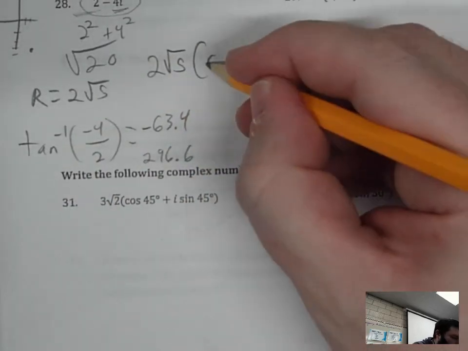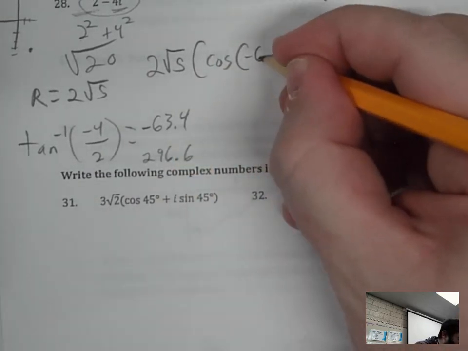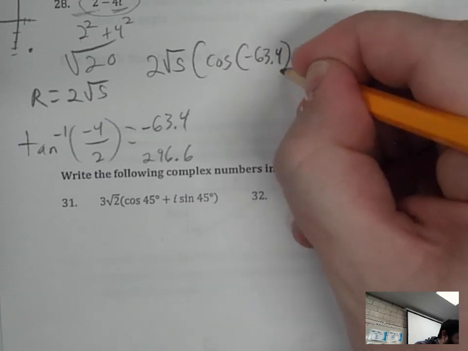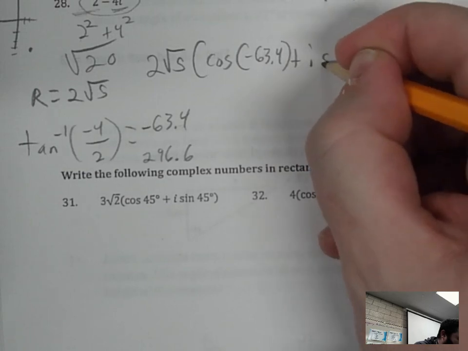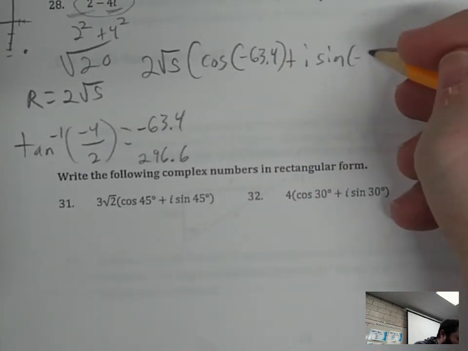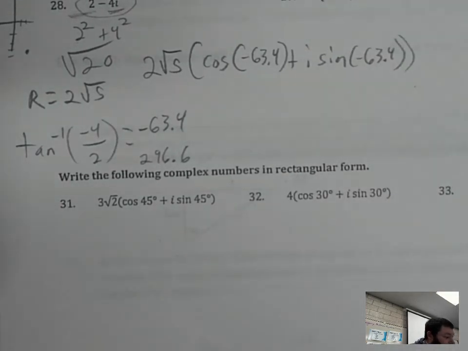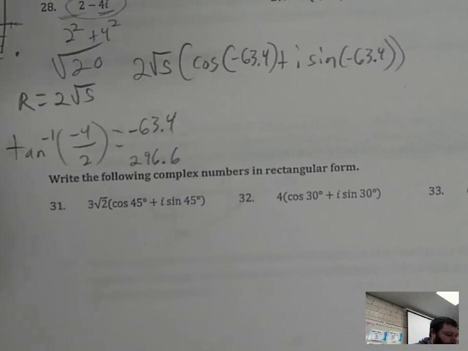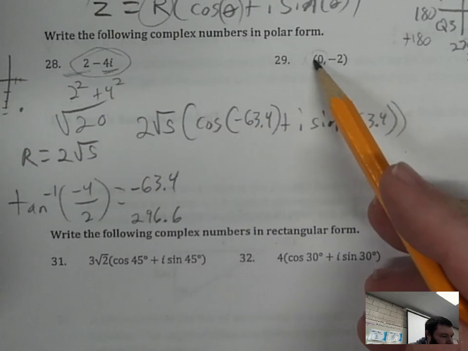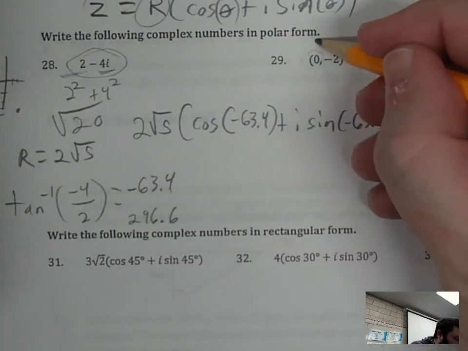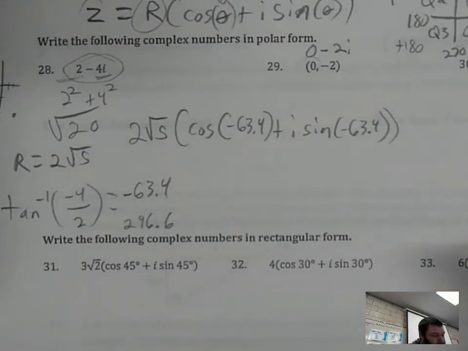I would multiply that by the cosine of, let's do the negative degrees, -63.4, and then plus I sine of -63.4. There really is not enough place to do the work here. Okay, well now it's 28. I'm going to skip 29 because I kind of went over that, but it's the same steps even in this form. You would, again, rewrite this as 0 minus 2i, and just think of it the same way.